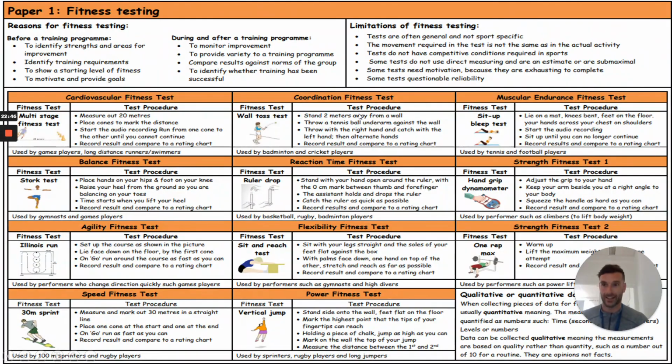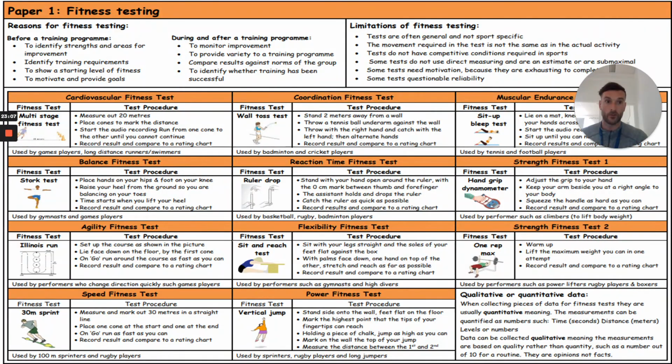Okay, fitness testing. You go through the fitness tests, what they're for. So what are the key fitness tests here? Multi-stage fitness test, standing stork test, Illinois test, 30-meter sprint test, vertical jump test, sit and reach test, ruler drop test, wall toss test, the bleep test, sit-ups, the hand grip dynamometer test, and the 1 rep max test. I'm not going to go through each one, you can read them on the board. There are some limitations of testing fitness which are important to be aware of.